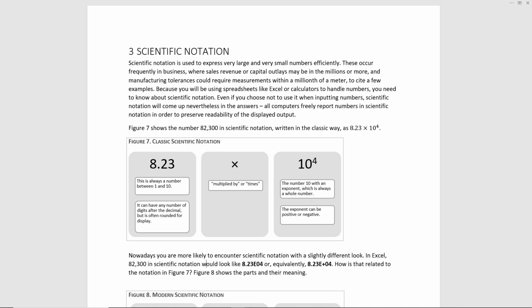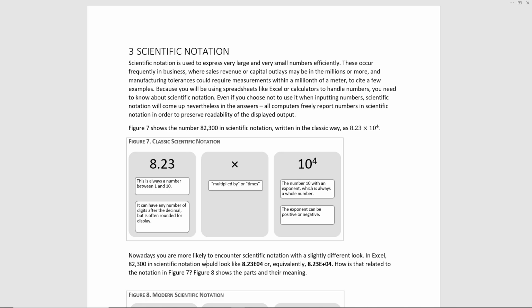Scientific notation is used to express very large and very small numbers efficiently. And when I say efficiently here, I mean efficiency of display, so visual efficiency. These kinds of numbers occur frequently in business because sales revenue, capital outlays, those kinds of things might be in the millions or more. Manufacturing tolerances, on the other hand, might need measurements within a millionth of a meter, very, very tiny. And these are just a few examples.